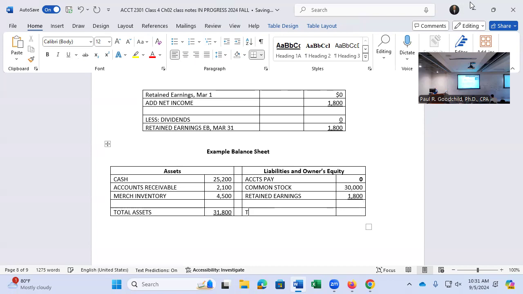And so total liability and stockholders' equity is 31,800.